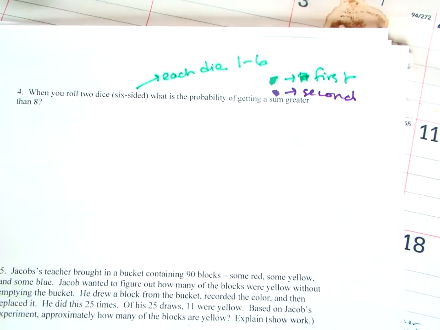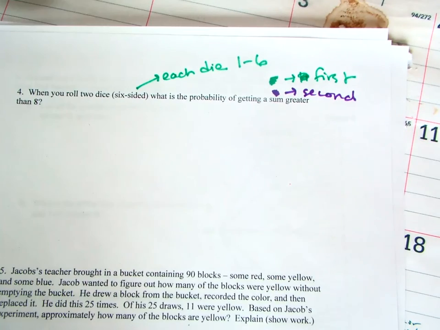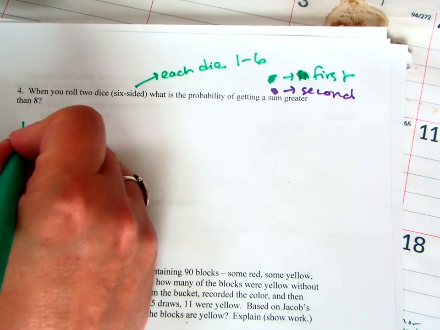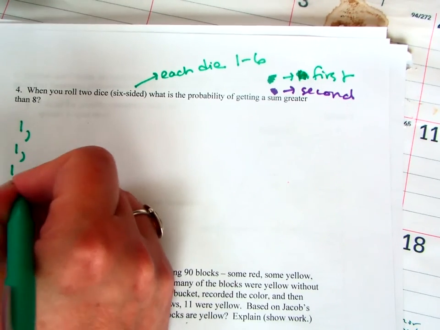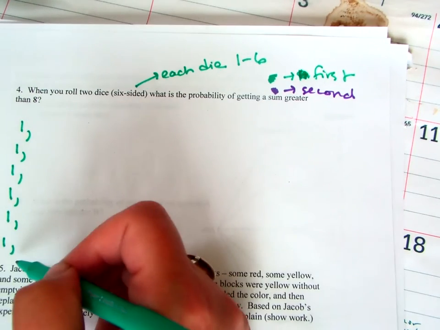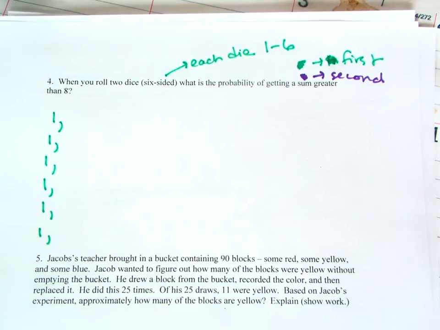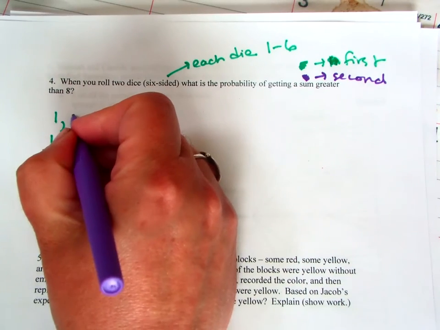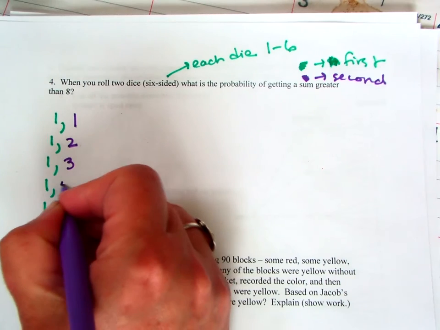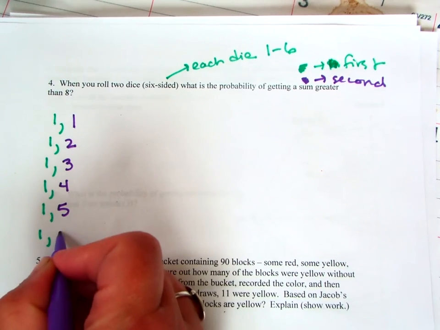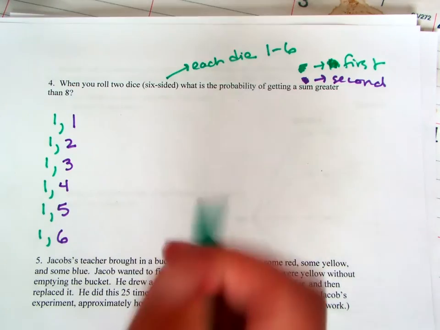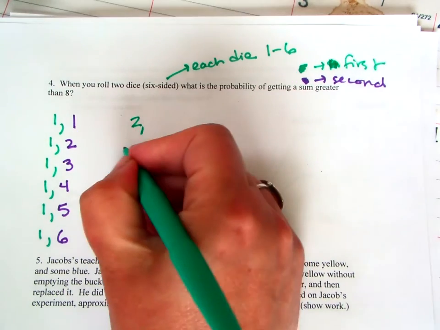And then I'm just going to make a list. Now, I like to make my list organized so I don't lose track of things. So I begin with the first die, and I list that I could have 1 happen on the first die. I listed that 6 times because now I'm going to list the second die as the other option. So I could have a 1-1, a 1-2, a 1-3, 1-4, 1-5, or 1-6. Okay? So I could also do the same with a 2 on the first die.